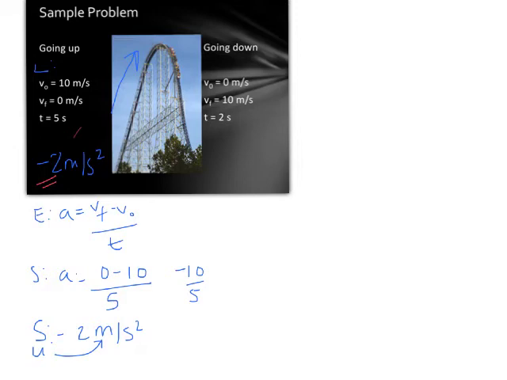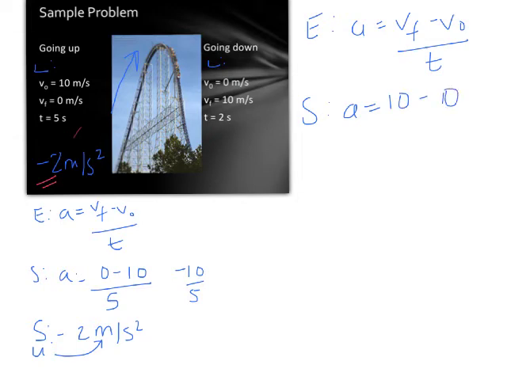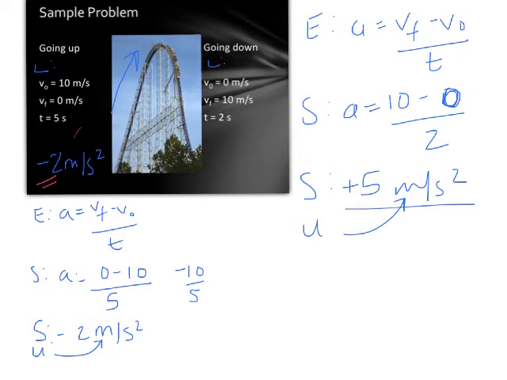Alright, so now let's do the other side. Again, this is our list. This is what we know. Our equation is the same. It's A equals VF minus V0 over T. Substitute in our knowns. A is equal to 10 minus 0 over 2 seconds. That's just a 0. So we're going to have 10 over 2, which is equal to 5. And if we put in our units, it's meters per second squared. Okay? And again, makes sense. We're not getting a negative value here. This is a positive 5 because we are speeding up.